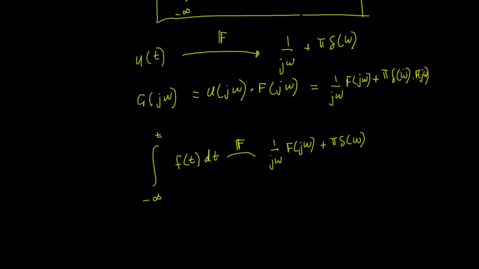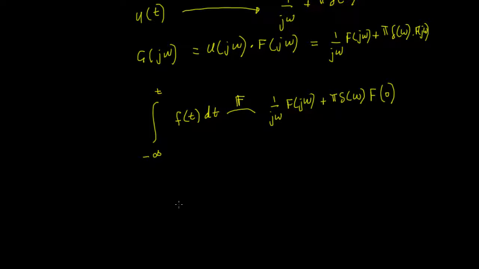Okay, now pi delta omega times F of j omega, well, that is just going to equal pi delta omega times the function F of j omega when j omega equals 0. Okay, so we know that because if you have delta t, if it was a time domain function, for example, delta t times f of t, well, that delta t is the Dirac function, or the impulse function.